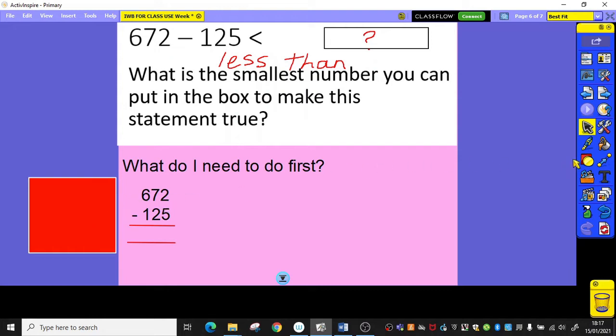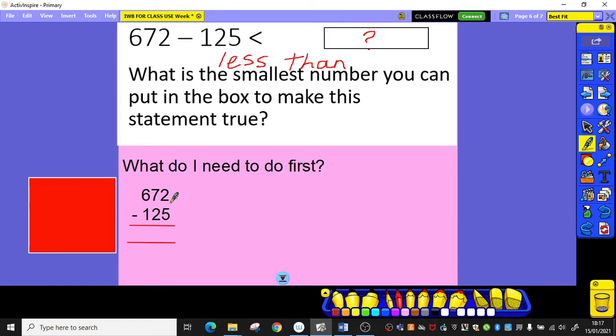672 subtract 125. Now I can't take 5 from 2, so I'm going to need to exchange. This is going to become 6, this is going to carry my 1 across, and this is going to now become 12. 5 from 12 is 7, 7 add 5 makes 12, I know I've done that column correct. 6 take away 2 is 4, and 4 added back to 2 would make 6, 6 take away 1 is 5. Does my answer look realistic? Does it look as if these 2 numbers added together would make this starting number? And my answer is yes.